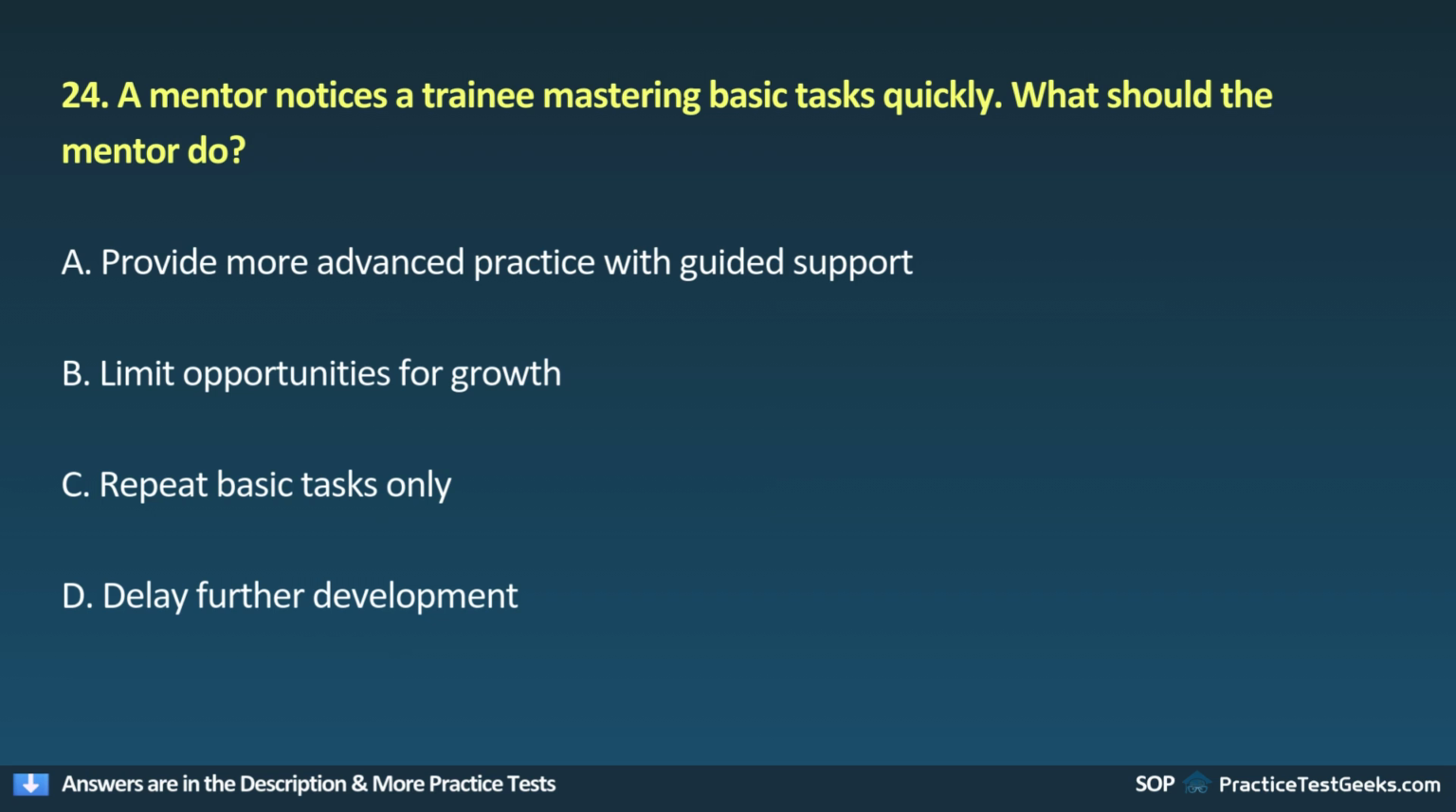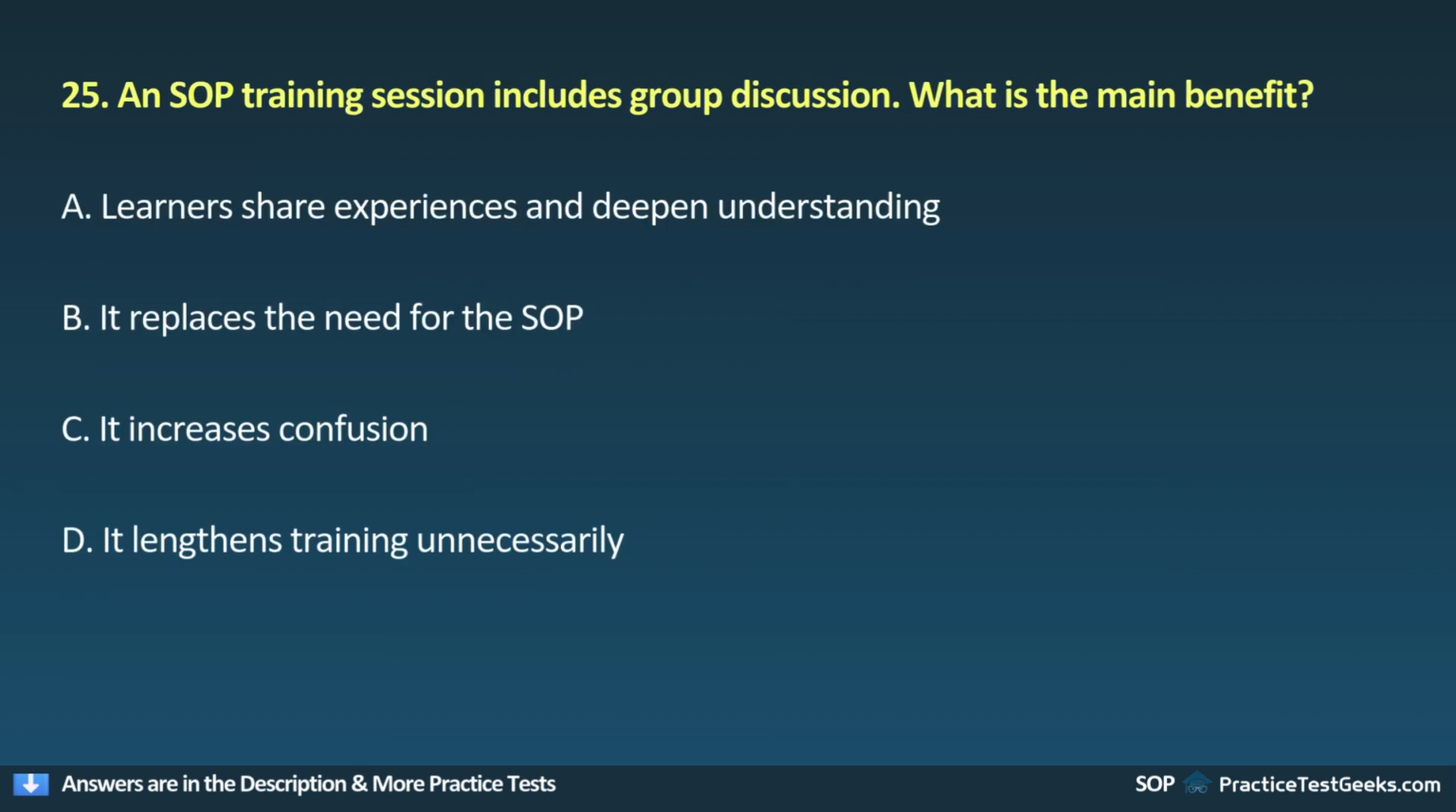A. Provide more advanced practice with guided support. B. Limit opportunities for growth. C. Repeat basic tasks only. D. Delay further development. 25. An SOP training session includes group discussion. What is the main benefit? A. Learners share experiences and deepen understanding.